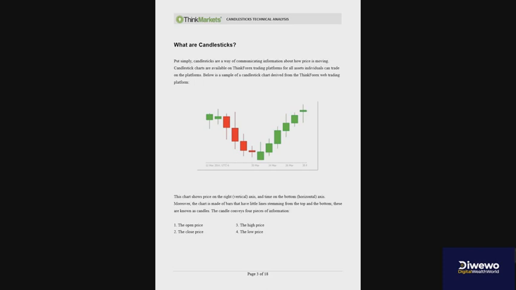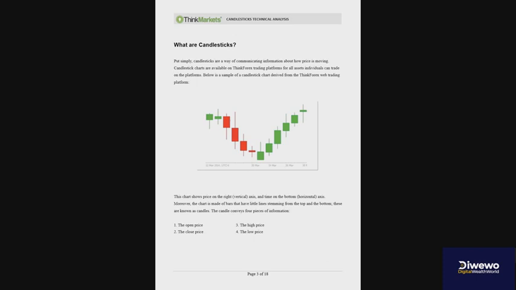In candlesticks, I'm sure by now you know what candlesticks mean, and we have different ways in which we represent charts. Candlesticks are just a way of communicating information about how price is moving. Candlesticks can be used in different markets: forex, cryptocurrency, stocks. This is just a way of representing the human mind, what human beings are doing.